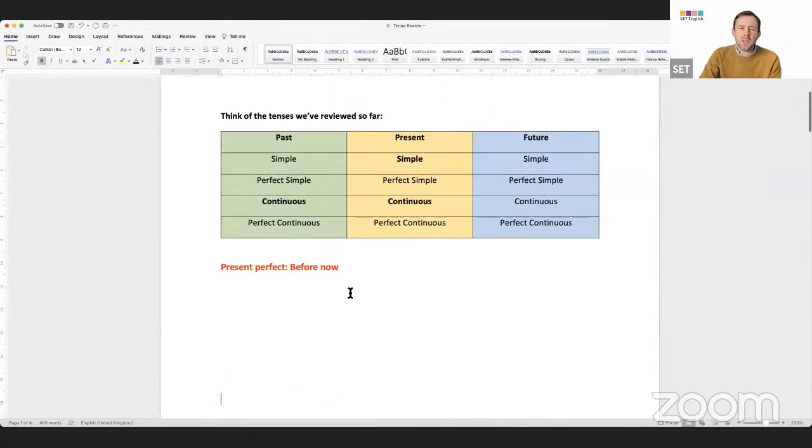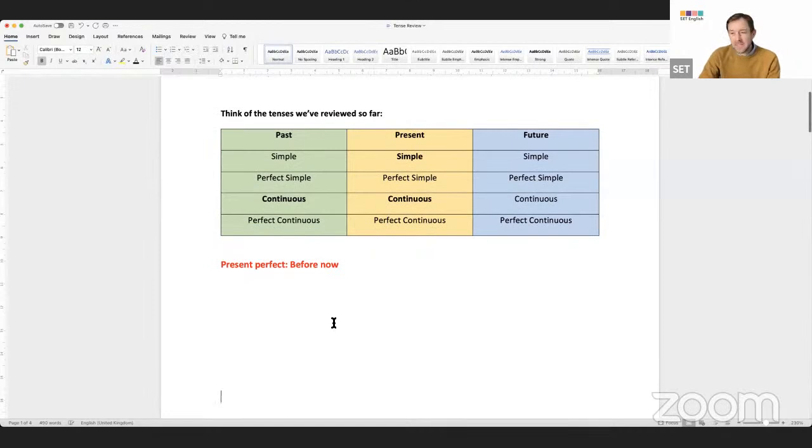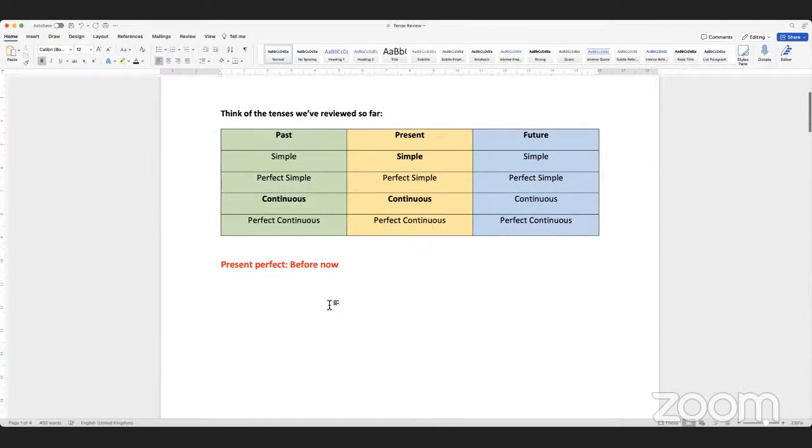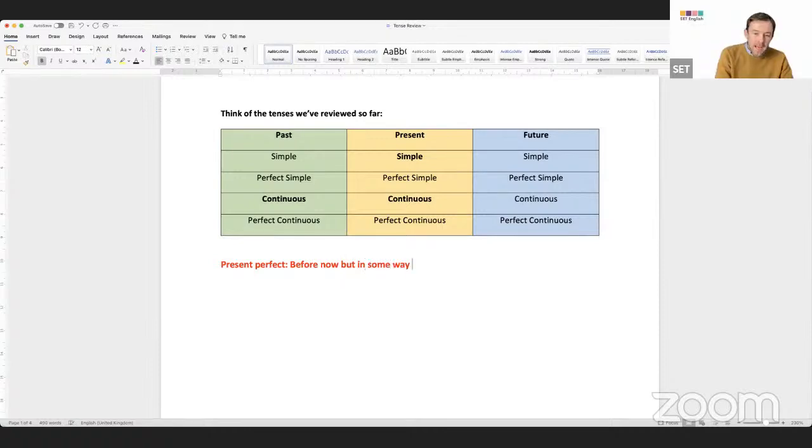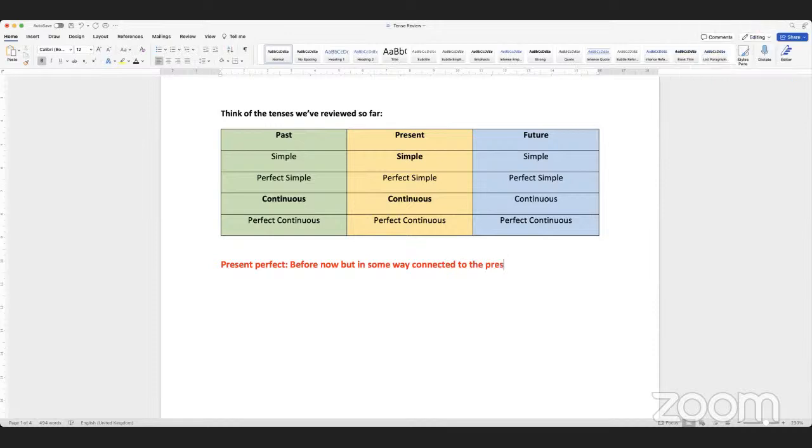But past simple is also an action which has happened before now. I was born in 1979. But the present perfect is always connected to the present, in some way. Yeah. Okay, now there are different ways that can happen, aren't there?